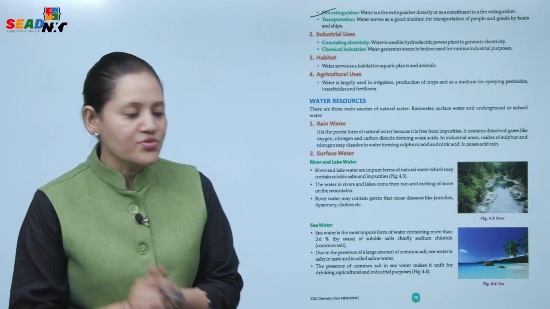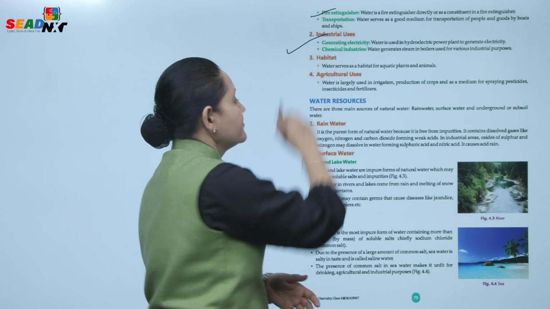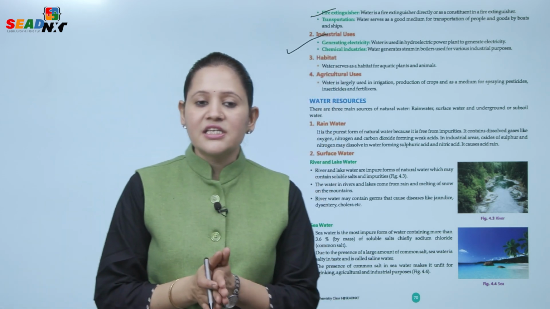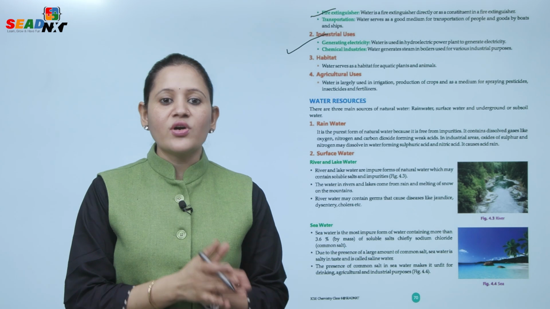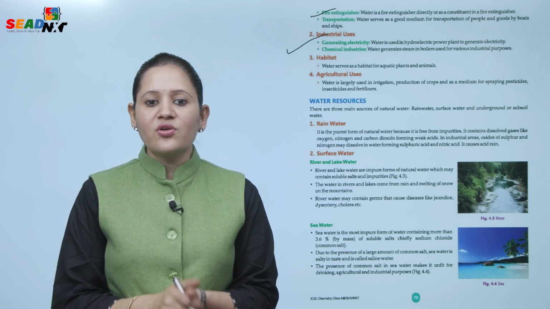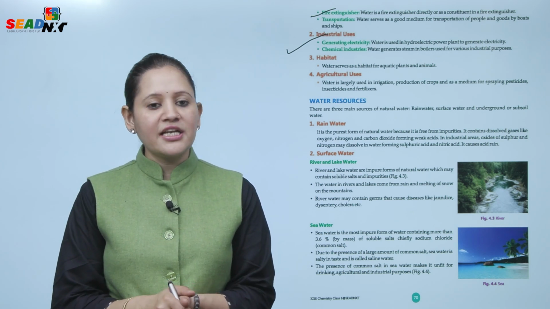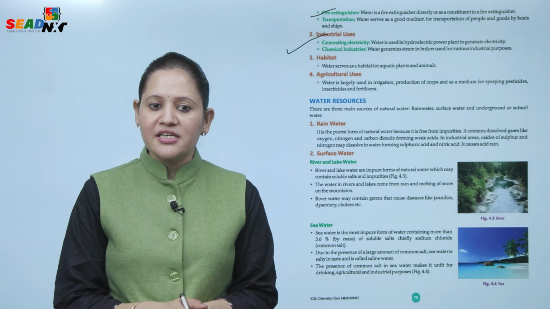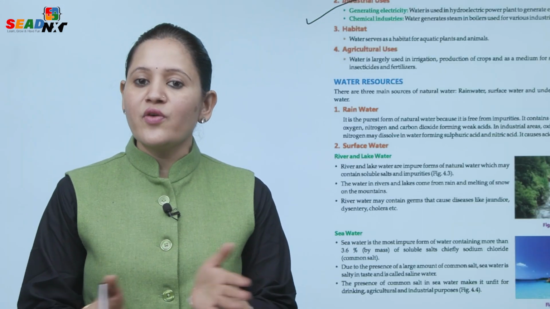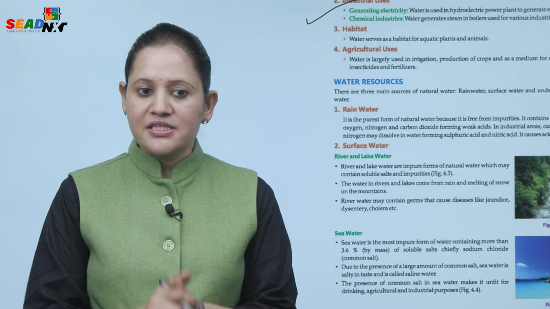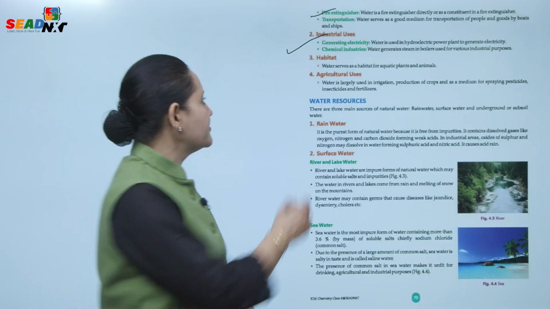Next is industry uses. Water is extensively used in industries also for generating electricity. Water is used in hydroelectric power plants to generate electricity. Next, chemical industries. Water generates steam in boilers used for various industrial purposes. Clear?